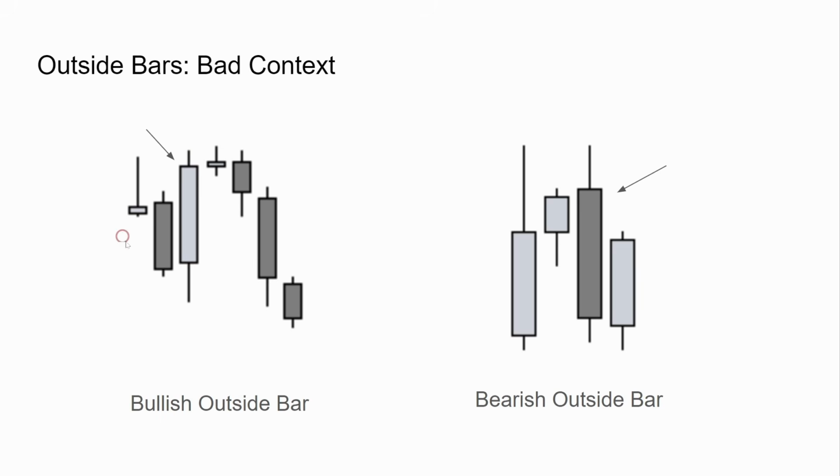These are bad context, bullish outside bars. This is a bearish outside bar with the same exact idea. The market is sideways, the price is not expanding. Remember, we know what trending candles look like. This looks like a lot of overlap. It's not good.